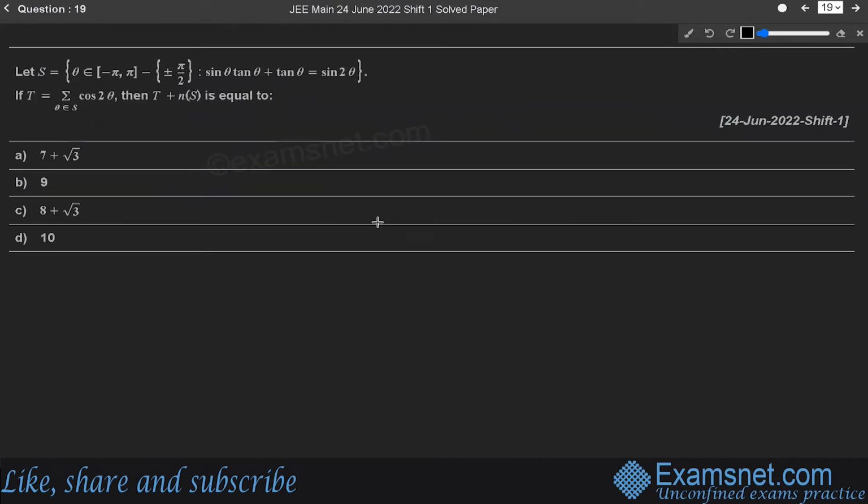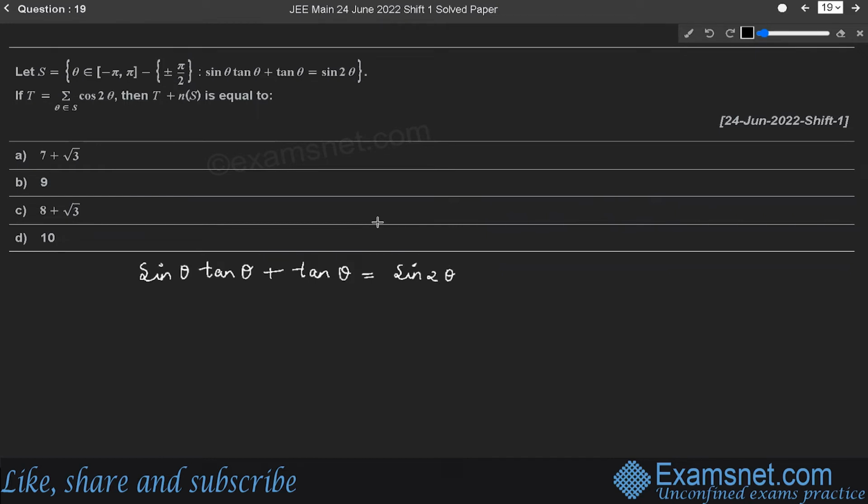Next question is, let a set S be the set of theta, where theta belongs to (minus pi, pi) minus {plus minus pi by 2}, such that sine theta into tan theta plus tan theta is equal to sine 2 theta. If T is equal to the summation of cos 2 theta for theta belonging to S, then T plus n(S) is equal to. So a set is given which has sine theta into tan theta plus tan theta equal to sine 2 theta.